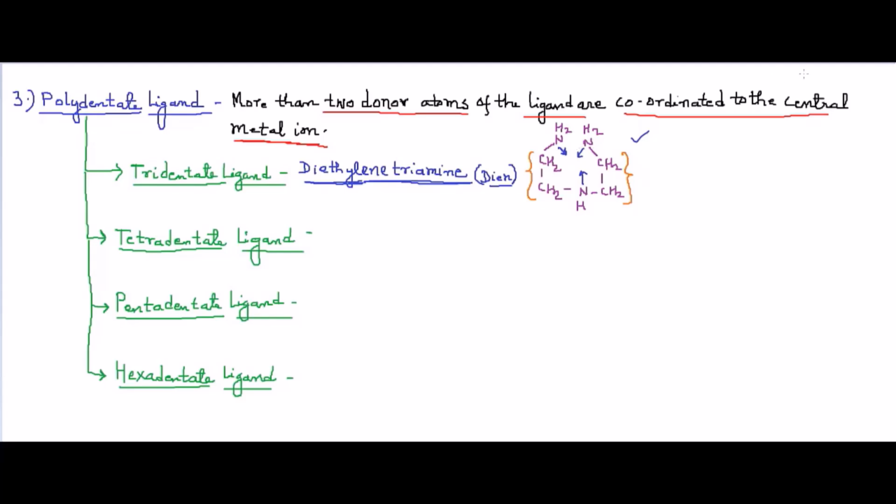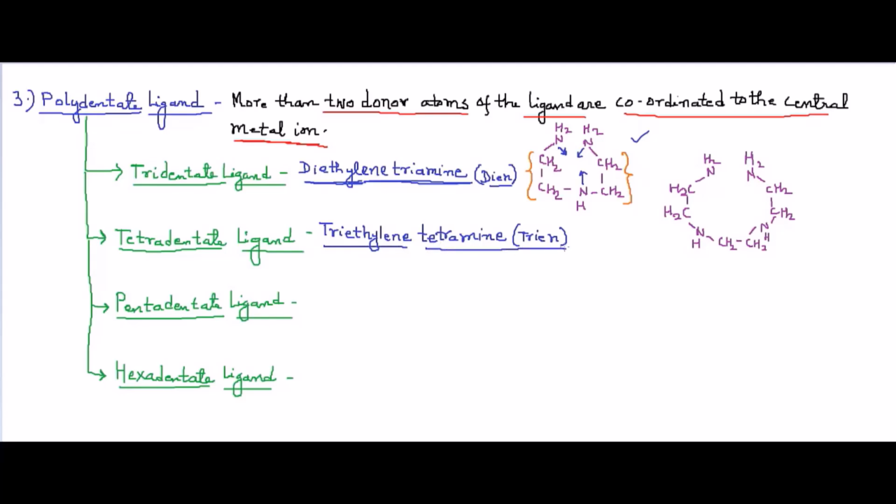Okay, now let's move on to an example of a tetradentate ligand. As you can see, the example for the tetradentate ligand is triethylene tetraamine, or triene. This compound is quite similar to the compound that you have seen just above, diethylene triamine. Here we have triethylene tetraamine. That means one extra ethylene and one extra amine here, right?